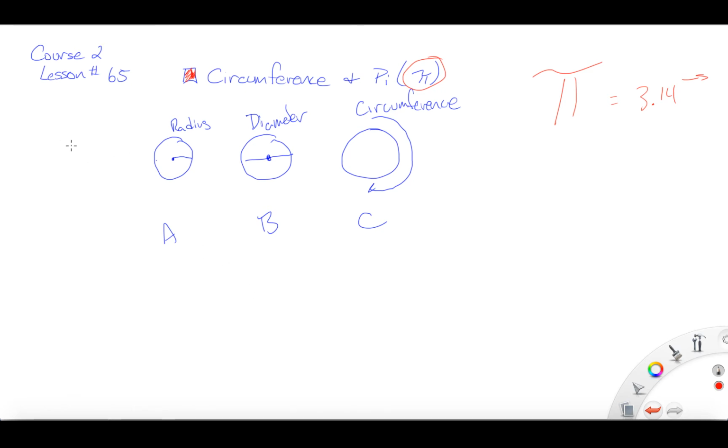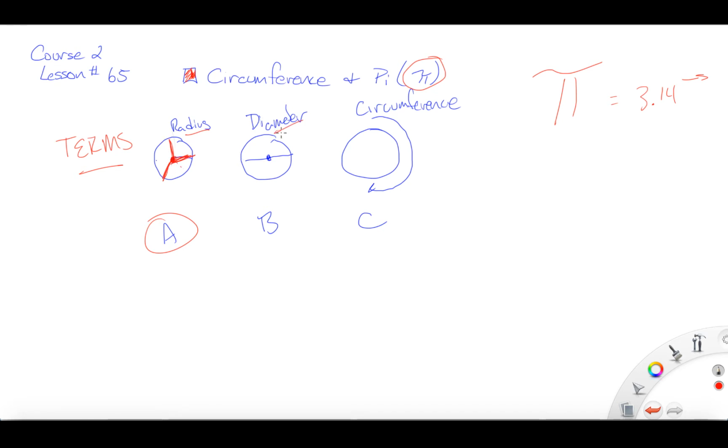Let's get some terms out of the way, okay? Terms to know on this lesson. First of all, under A is radius. Radius simply means that if you have a dot right in the middle, it's a straight line at any point to the outside edge. So it's literally half of the diameter. Okay, so it'd be like the minute hand on a clock.